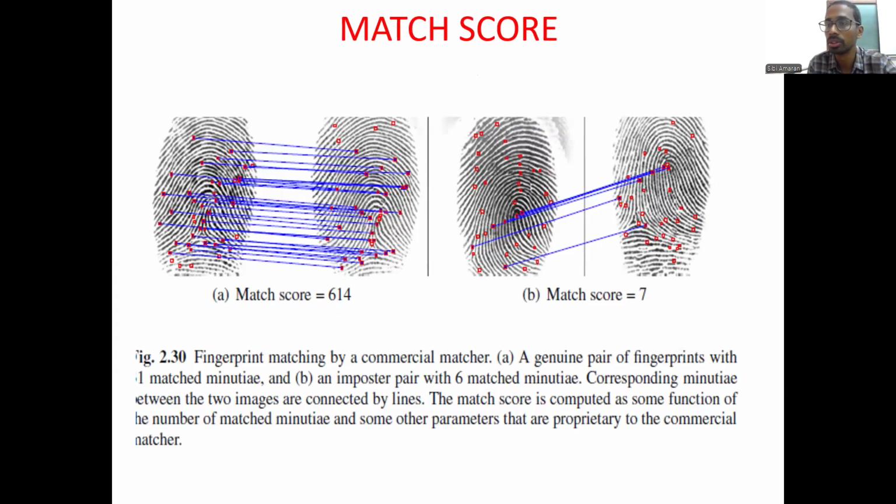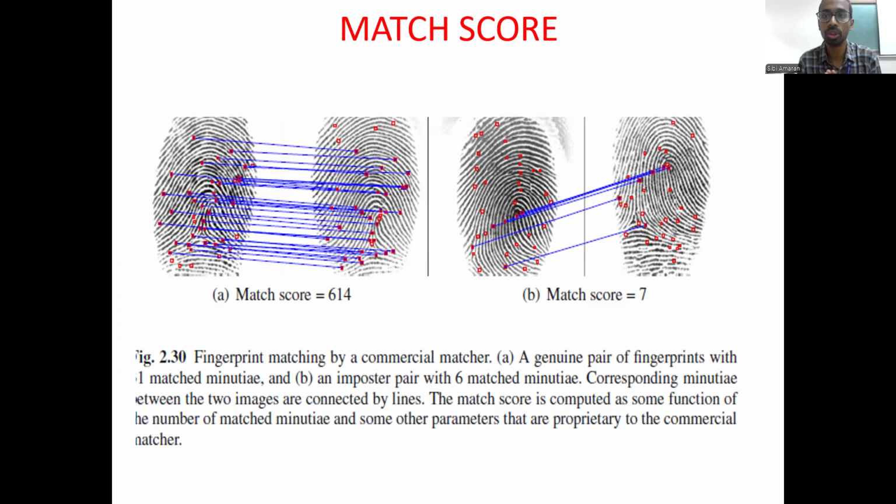The match score is equal to 614. So the match score is high. It is automatically understood that both the samples are matching because the match score is very high, so it is coming from a genuine pair. Now you can look into the image of B. The match score is very low compared to the match score that we discussed previously. So automatically it is understood that it comes from different samples, I mean, it came from different individuals.